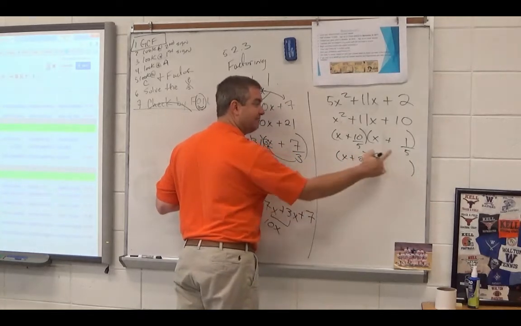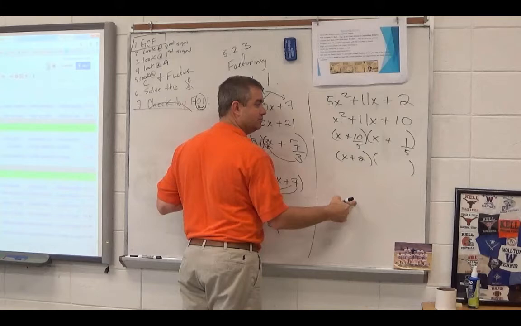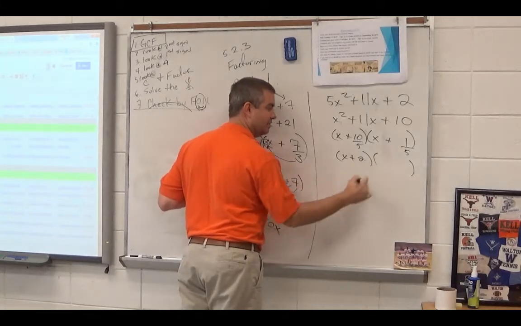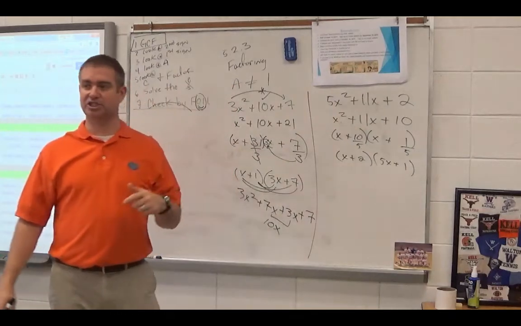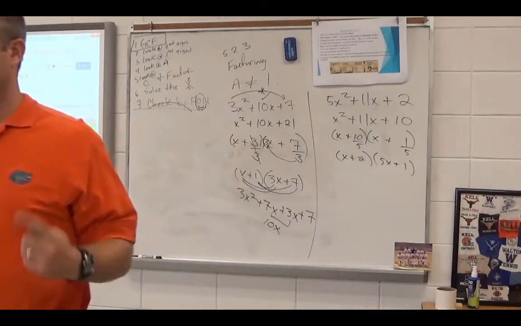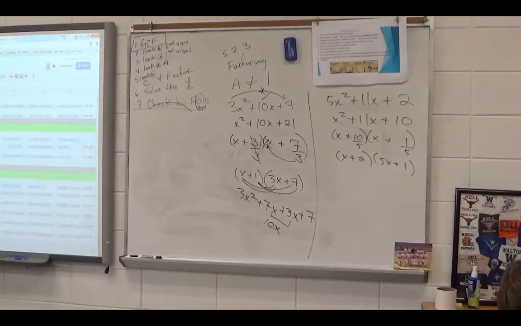How about over here? Does 5 go into positive 1? No. So what is this binomial going to be? 5x plus 1. Very good. How do we check it? FOIL. First, outside, inside, last. And it checks. Okay? Trust me, it checks.